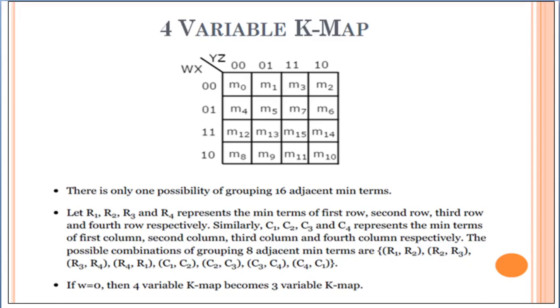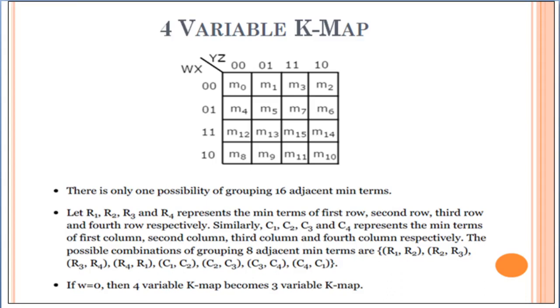This is the example for 4 variable, that means here we have 4 variables, so the total number of cells will be 2 to the power 4, that means 16. And the identity is from 0 to 15. Now for 4 variable K-map, the possible groups are of 16, 8, 4, 2 and 1 cells. The condition of the one cell group is only possible if the cell is unable to group with its adjacent cell.